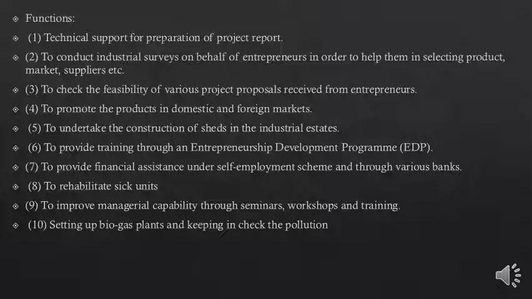It means that entrepreneurs don't need to go to the market, but on behalf of the entrepreneur, the industry survey is conducted by DIC: what is the important product in the market, what is the supplier, and what manufacturing products are required in the market. The answers to that type of questions are obtained by the DIC, and it gives them to the entrepreneurs.